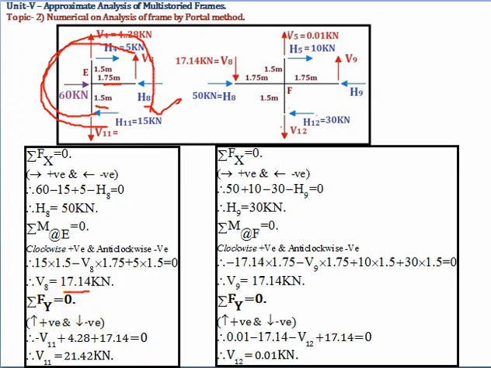Then consider summation Fy equal to 0. So upward forces. What are the upward forces here? V4. What is the value of V4? 4.28. So 4.28 upward plus 17.14, that is V8 acting upward. So here we'll get the value of V11 as 21.42.